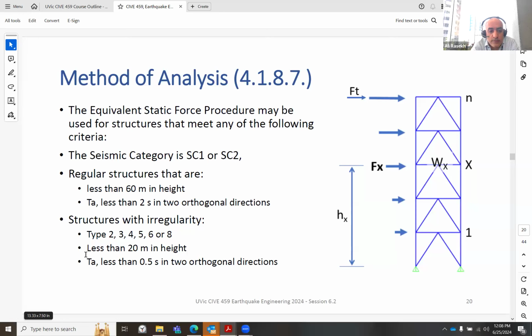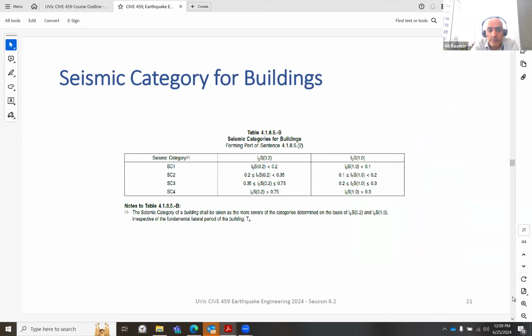And if the structure has irregularity, these types of irregularity are acceptable, but the height could be a lot less, only 20 meters. And the acceptable period is also less. So you should go through this, or we go through this more than one time, because sometimes one slide or one concept depends on the next concept.